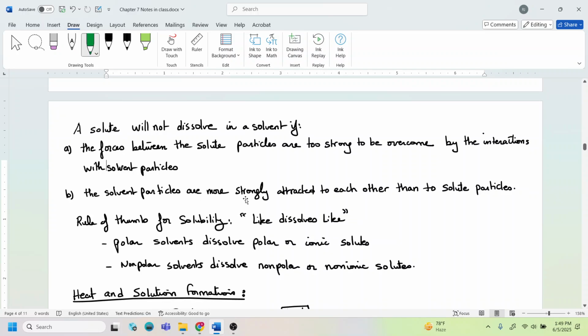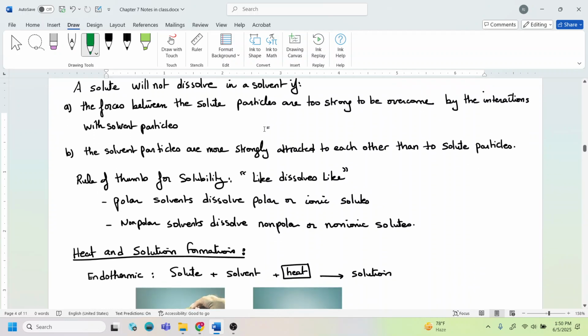Solvent particles are more strongly attracted to each other than to the solute particles. And this is one way where the solute will not dissolve in a solvent. So the ideal case is whenever the solute interacts with the solvent. So if there's interaction with the solvent, then the solute will dissolve in the solvent. If there's no interaction, then the solute will not dissolve in the solvent.